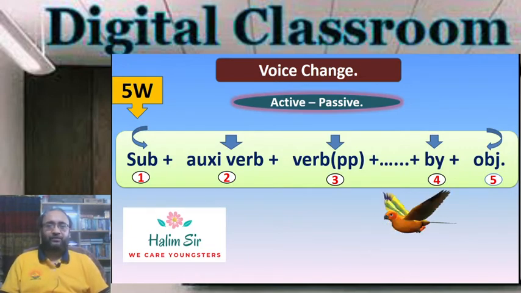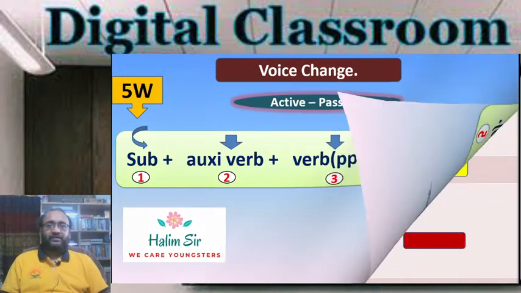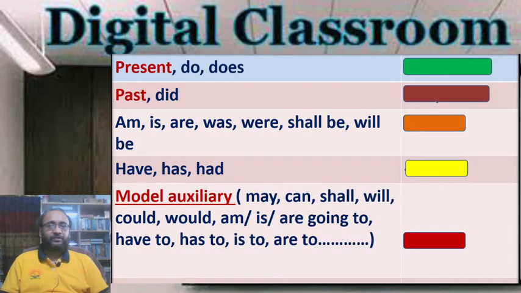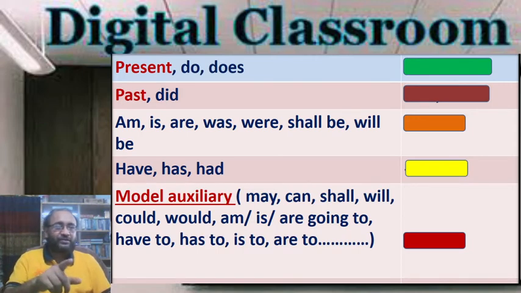Okay, now we have to discuss some auxiliary verbs. If there is an auxiliary verb, you have to give another auxiliary verb. So what is it? If the sentence is present tense, or if there is do or does, you have to use what? Tell me. What?